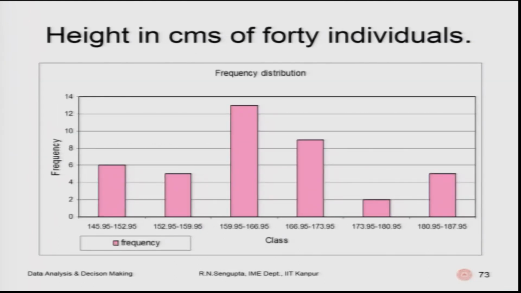So, coming back to the example of the heights. Now the frequencies for the class intervals are given: 145.95 to 152.95, the second one being 152.95 to 159.95, the last one is 180.95 to 180.95. So, obviously, if I want to find out the overall average value, what I will do is like this.